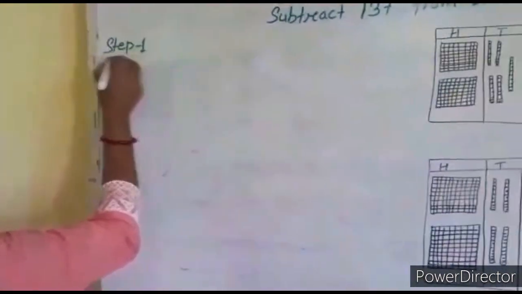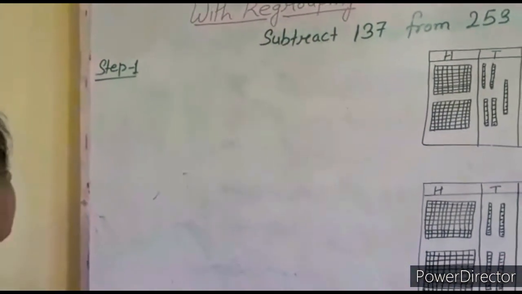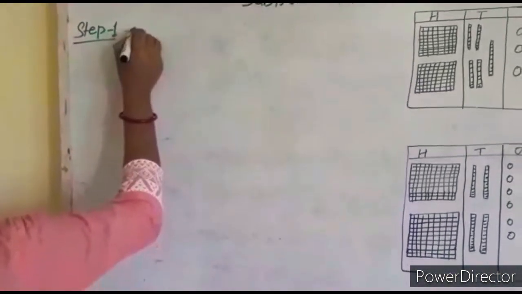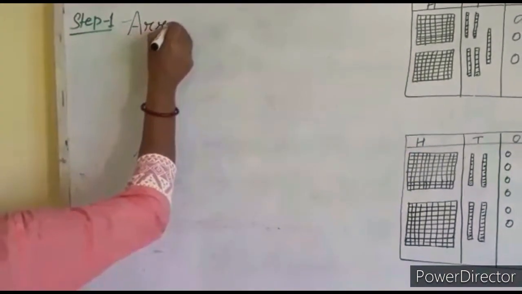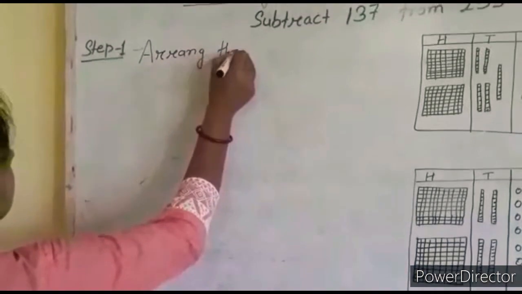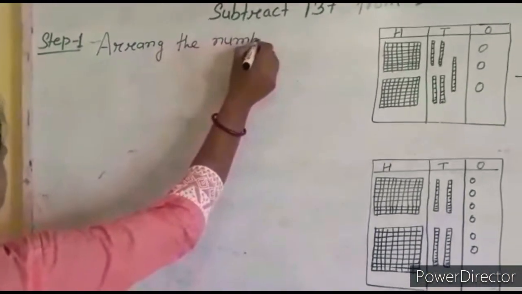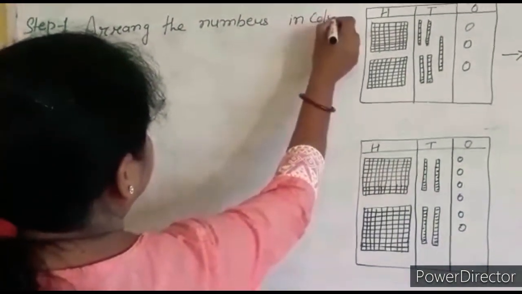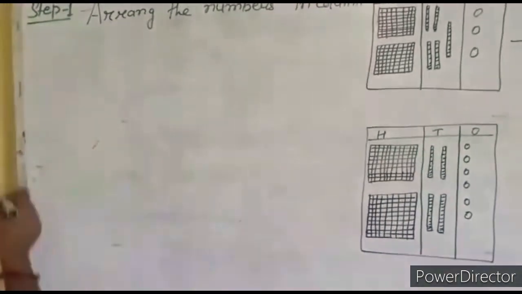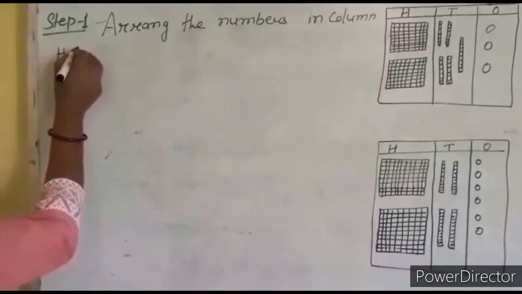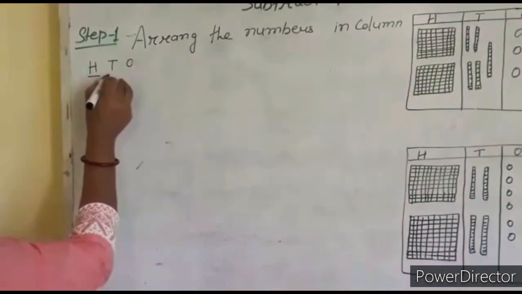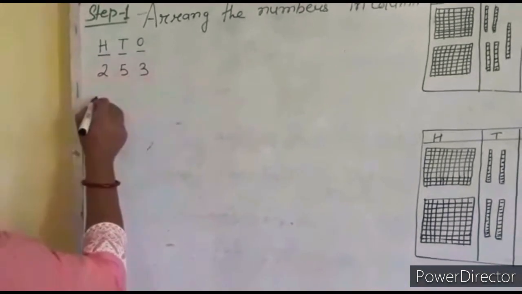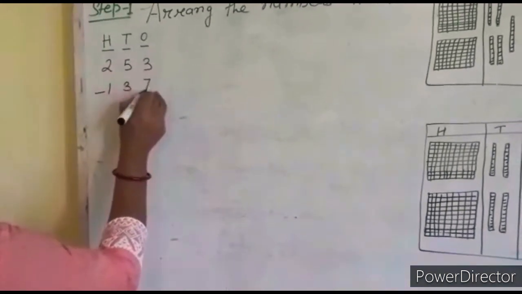Step 1: Arrange the numbers in a column. As these are 3-digit numbers, we have to start from the hundreds. 253 minus 137.